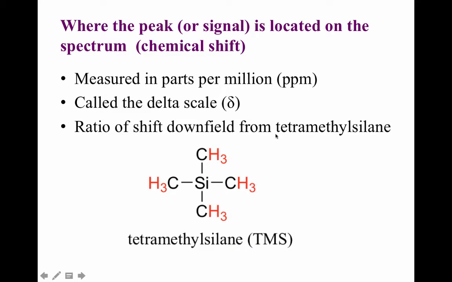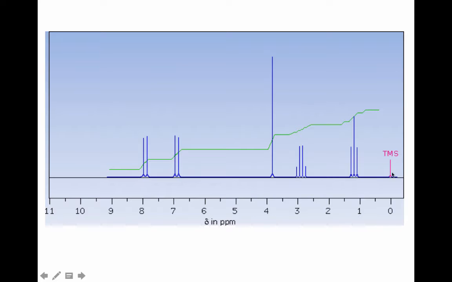Where the peak or signal is located is called the chemical shift. It's measured in parts per million. It's called the delta scale, and it is always in reference to tetramethylsilane, TMS. If you look at this molecule, it has 12 hydrogens that are all chemically in the same environment. What happens is they set this TMS equal to a chemical shift of 0, and everything else is then relative to this TMS.